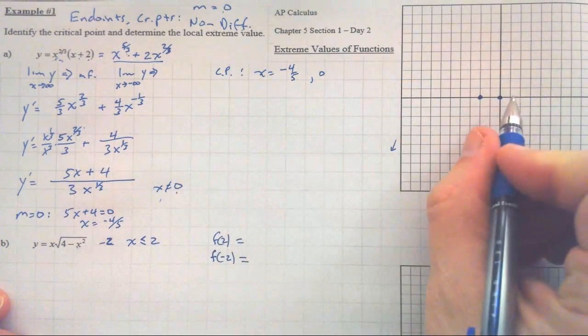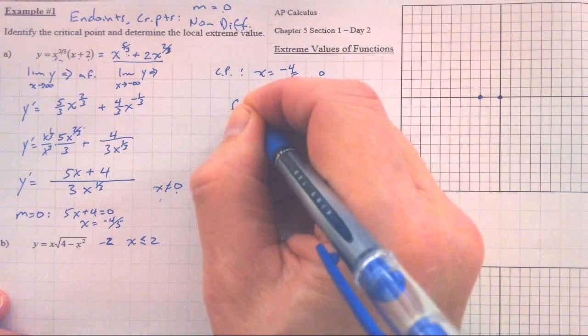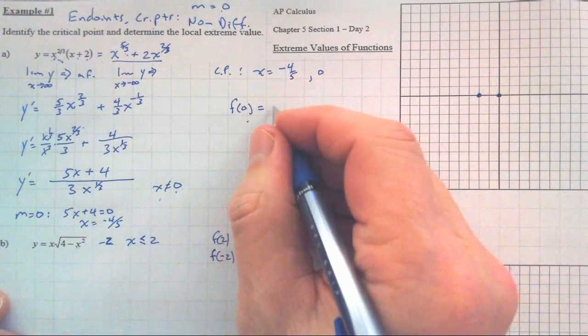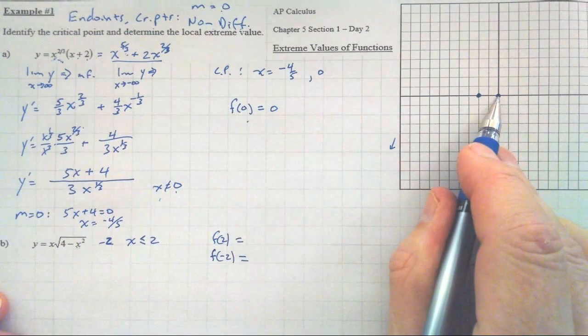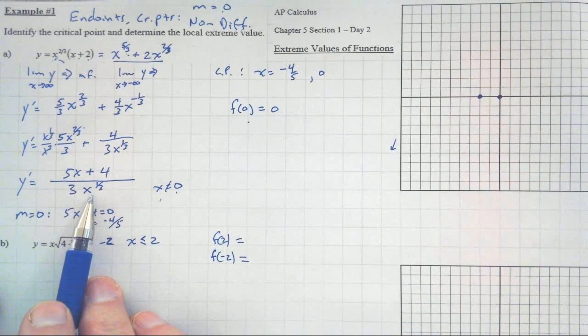The points I'm going to consider for maximums and minimums now would be f of, I'm going to start with 0 just because it's an easy one. f of 0 gives me 0. So this could be a max or min. Now let's come back and let's take a look. Let's dissect this a little bit.